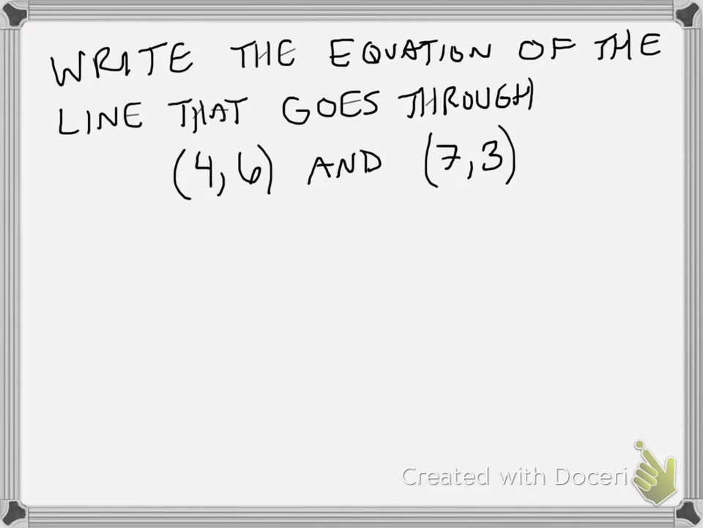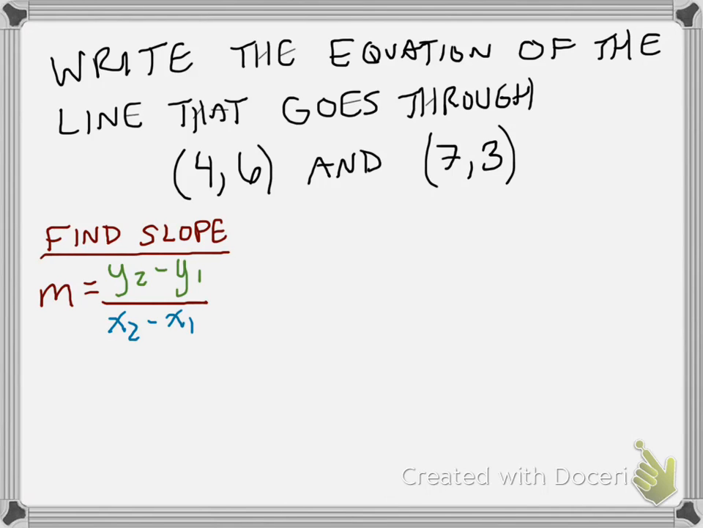Okay. Now we're going to not just write the equation, but we're going to write the equation in point-slope form, in slope-intercept form, and then in standard form. But to do any of that, I need to find the slope first. So to find our slope, we have to use the slope formula. Remember that is m equals y2 minus y1 divided by x2 minus x1.